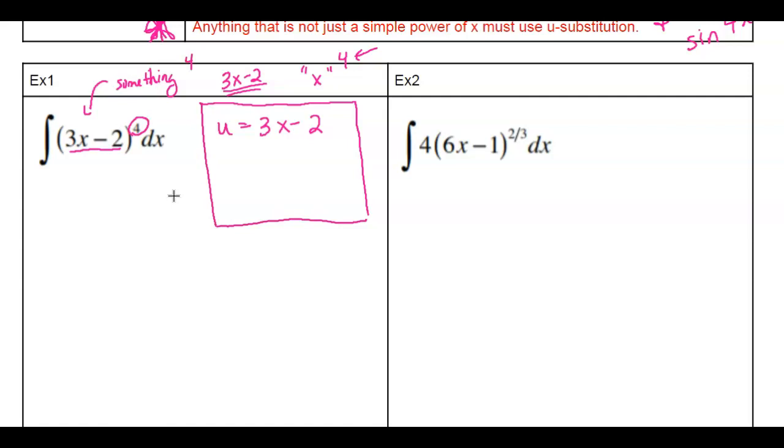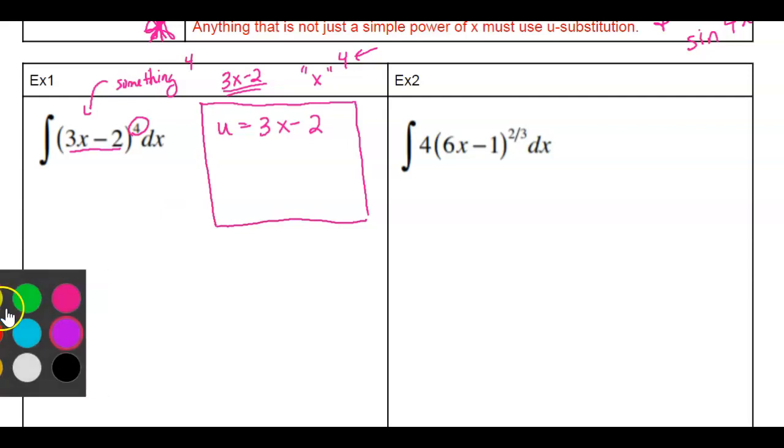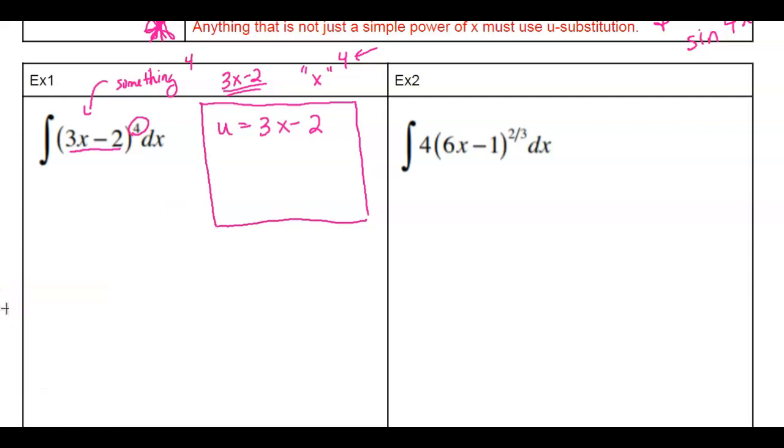We want to just look inside our box. So I'm going to take the derivative of u, and we're going to take the derivative of both sides. The derivative of u we write as du. The derivative of 3x minus 2 with respect to x is 3. The derivative of negative 2 is 0. And then I write dx to show that I took that derivative.